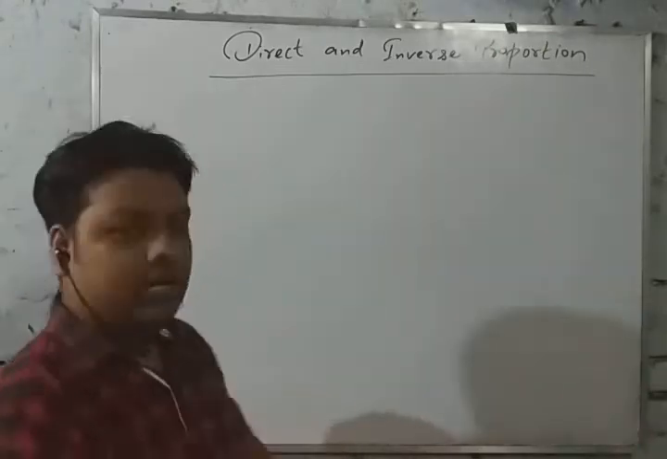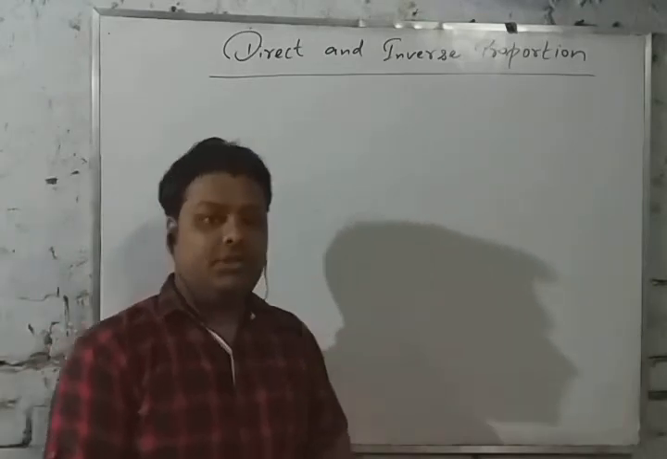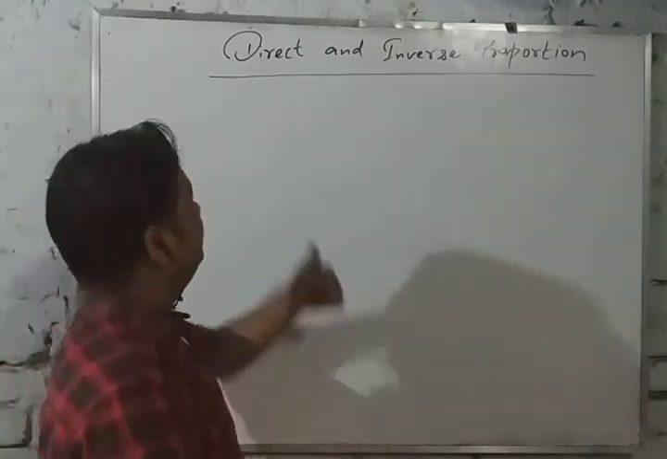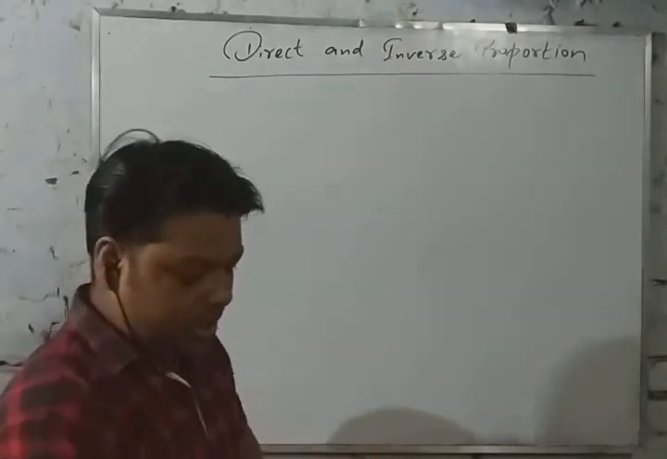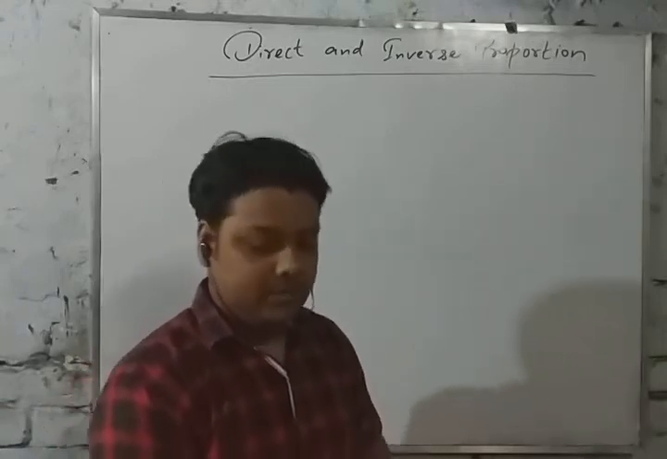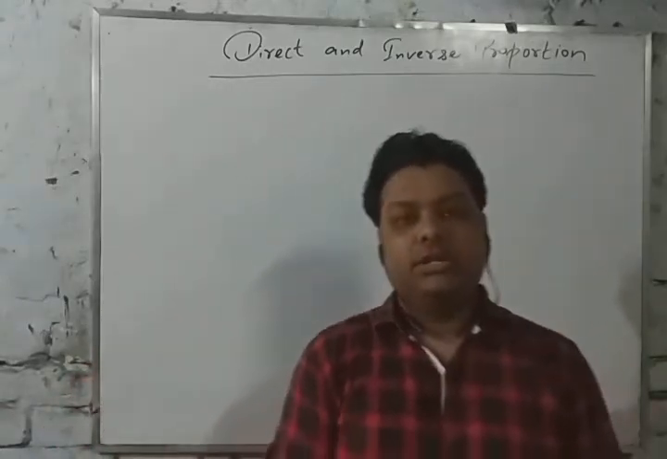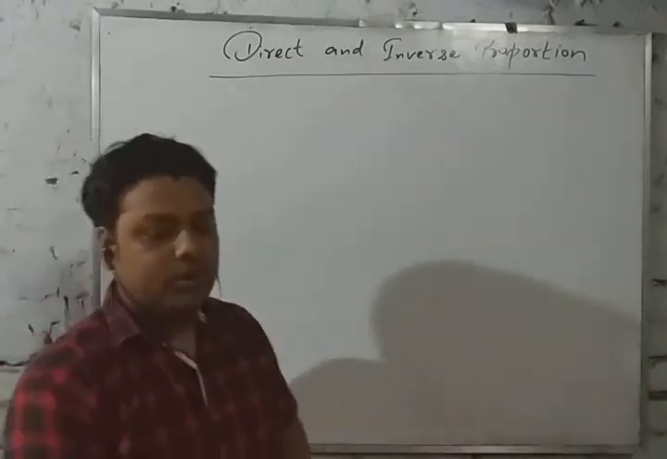In RSMR it is chapter 12, and in NCERT it is chapter 13. The name is direct and inverse proportion. Proportion, the other name of proportion, is variation. So, at first let's start with the definition. What is variation? Variation means proportion.